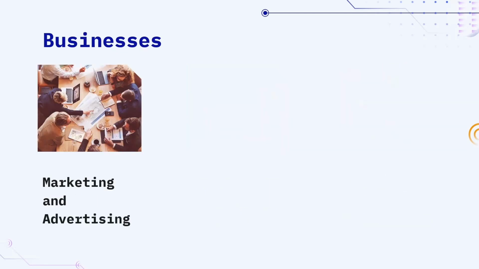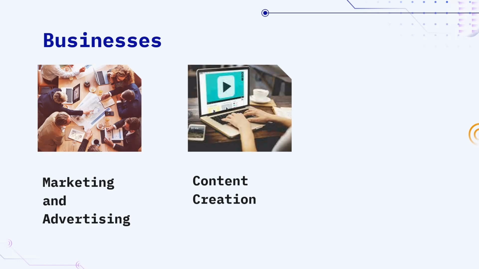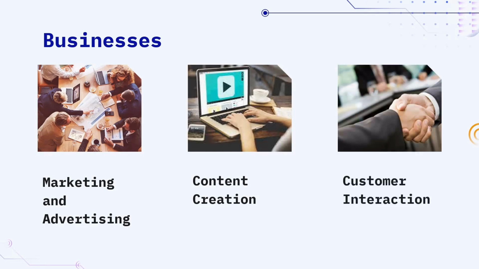Lastly, for businesses, it can be used in marketing and advertising. Businesses can use the app to create compelling marketing materials. Animated GIFs generated from text descriptions can be used in social media campaigns, advertisements, and promotional content. It can also be used for content creation. E-commerce platforms can enhance their product listings by creating animated visuals that highlight features or demonstrate use cases, improving customer engagement. It can also be used in customer interactions. Businesses can use the app to create personalized content for customer interactions, such as thank you messages or special offers, making communications more engaging and memorable.